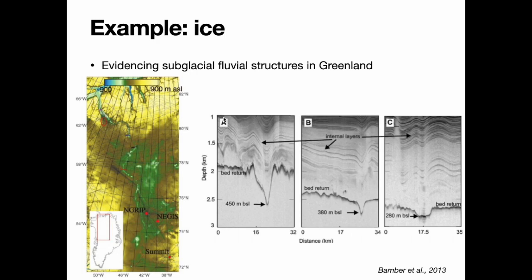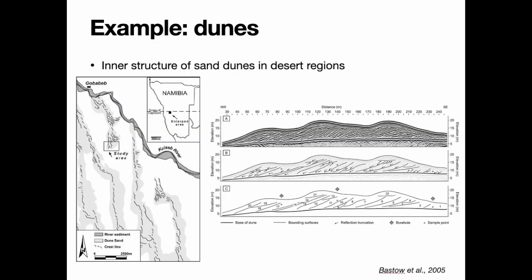We can recover the internal layering of the ice, and the structure of the base of the ice, so the bedrock top, can be nicely imaged. So you see the variation of depth of the bedrock at different locations, and the internal structure of the ice, which is nicely resolved by the radar.